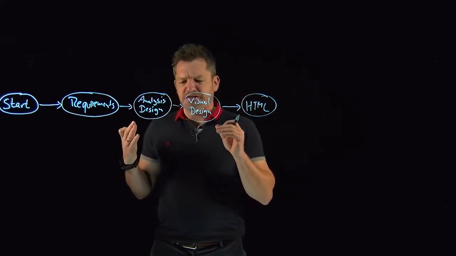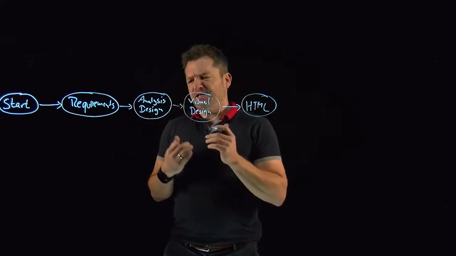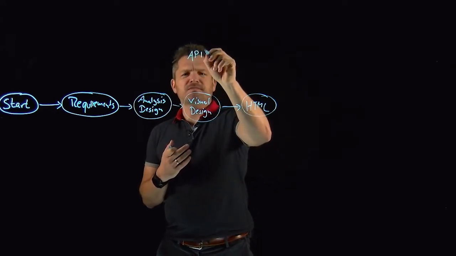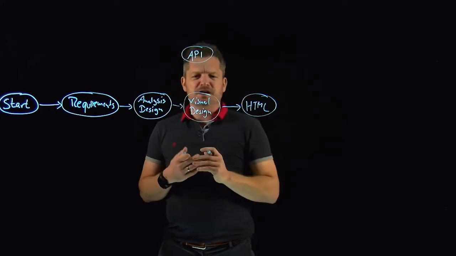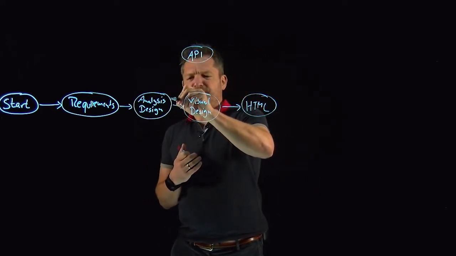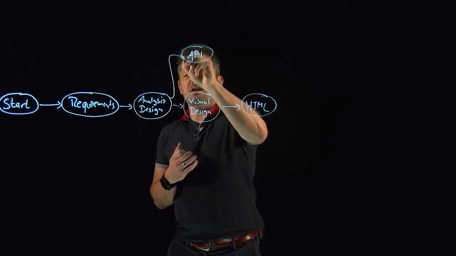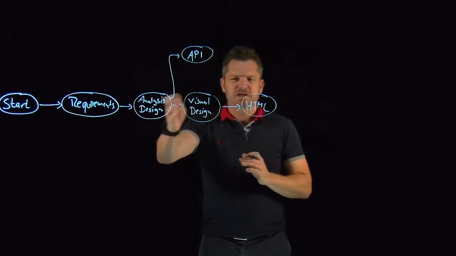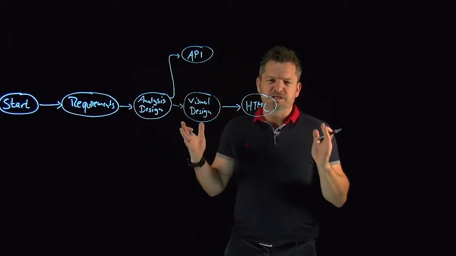We also have, imagine we also have an API, which we need to create. Create the API. And this is probably after analysis and design, because then we know all the requirements. We did an analysis. We have some design. And after that, we can create the API.